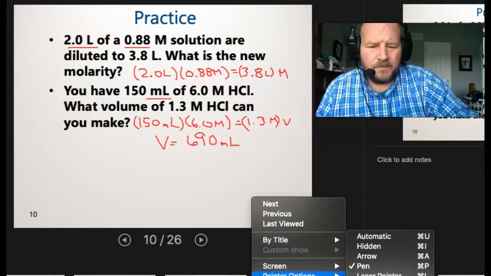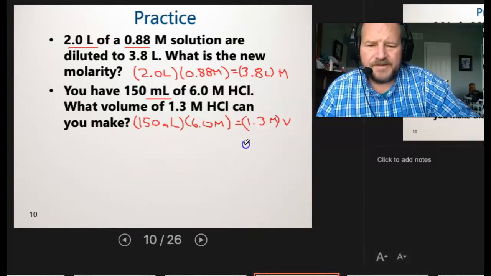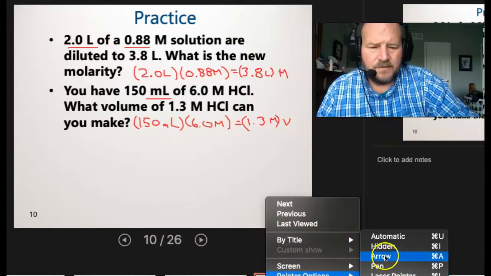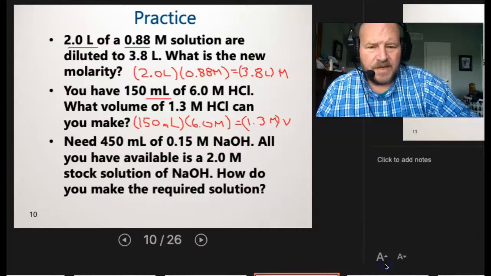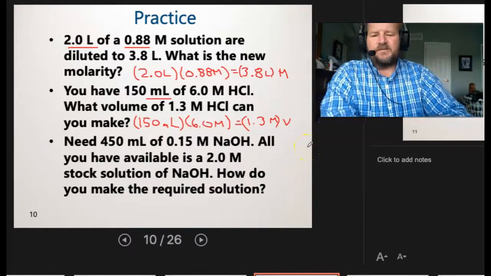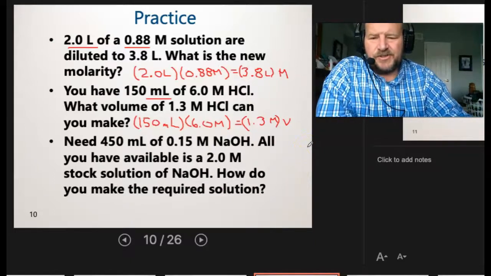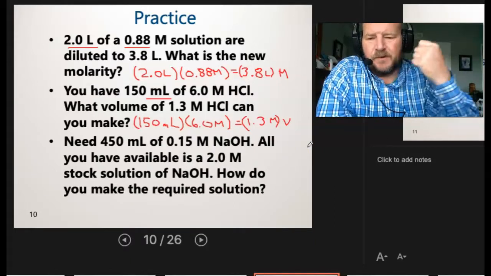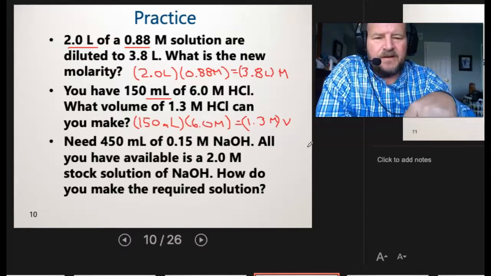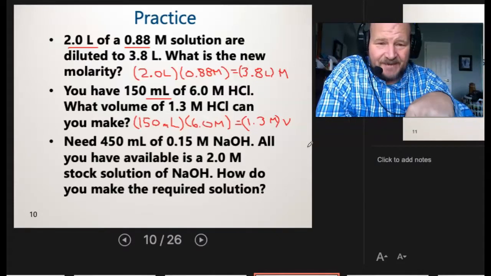Got one more problem, and then we'll call it a segment. All right. So for our last problem, you need 450 milliliters of 0.15 molar NaOH. All you have available is a 2 molar stock solution of NaOH. How do you make the required solution? Now it's asking you how you actually make the solution.